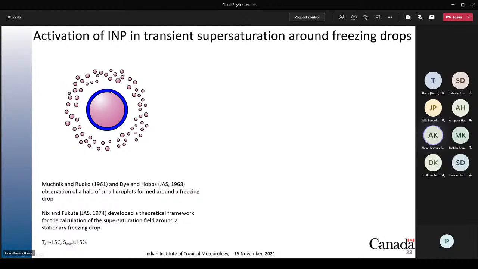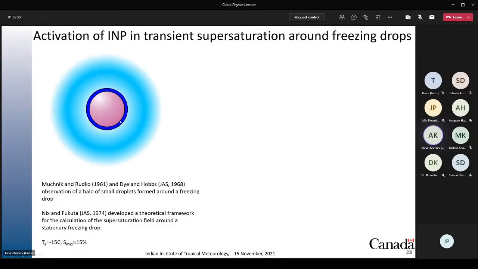The temperature of the freezing droplet goes to zero degrees C, the freezing point, and this temperature will be different from the ambient temperature. And this droplet will result in a flow of water vapor outside. So basically it works as a thermodiffusional chamber, and it creates a region of high supersaturation in the vicinity of the droplet. You can easily calculate the peak of this supersaturation using simple assumptions.